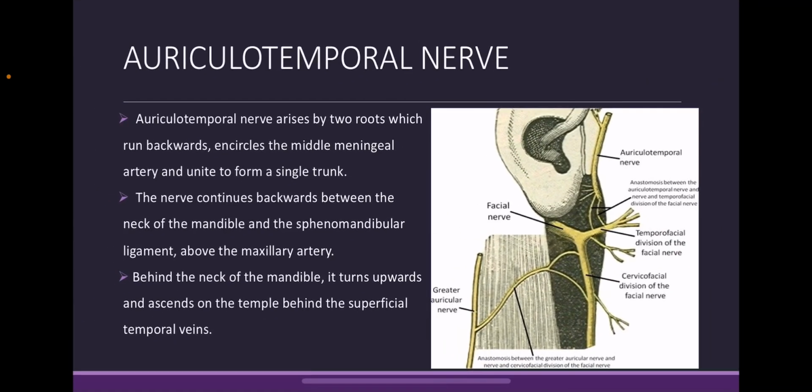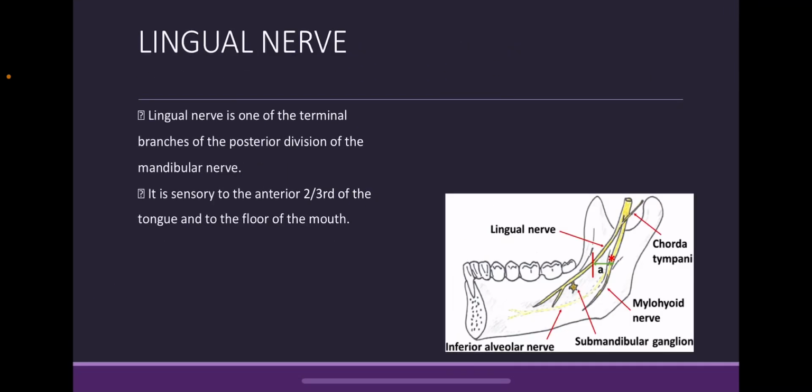Next nerve is the lingual nerve. The lingual nerve is one of the terminal branches of the posterior division of the mandibular nerve.